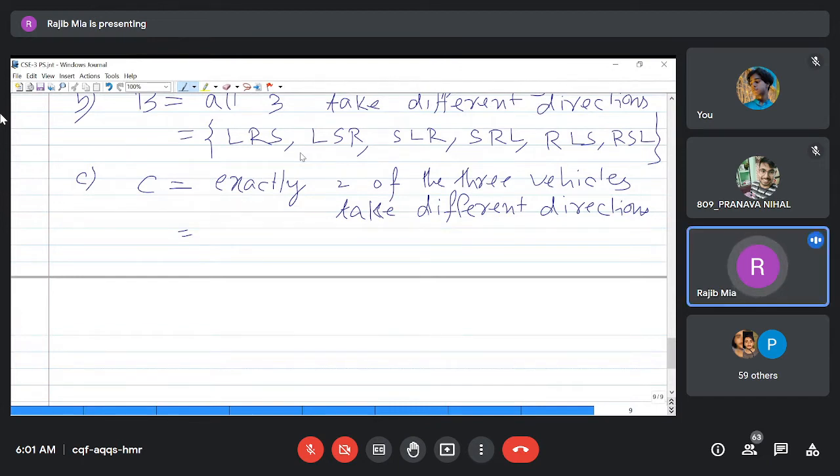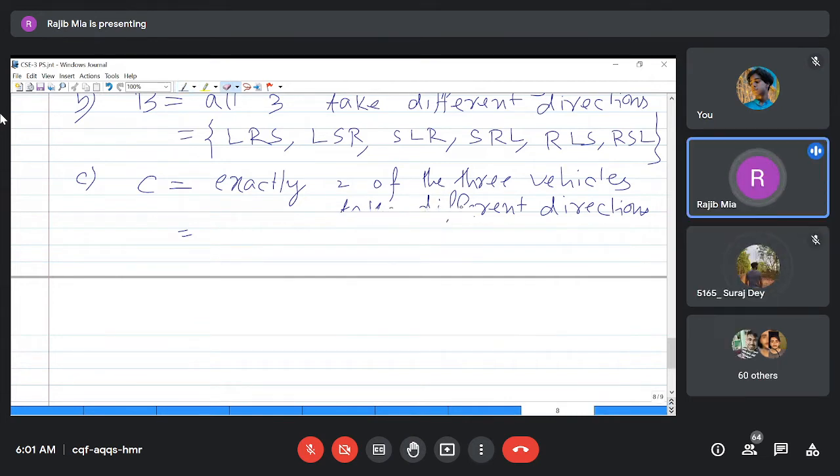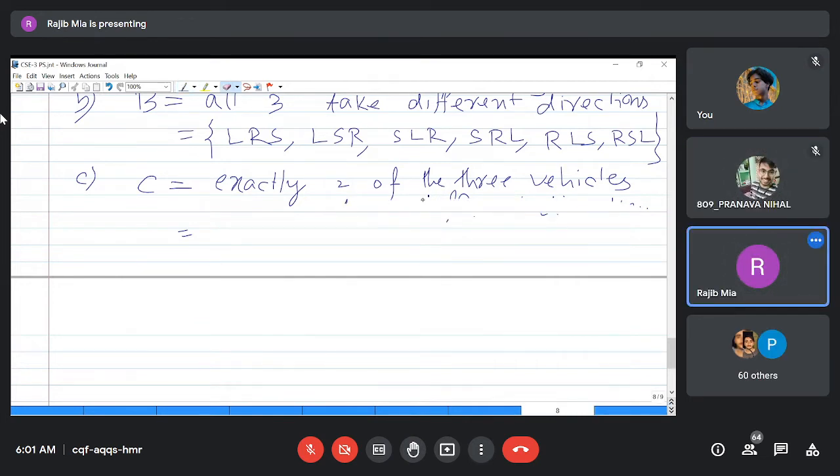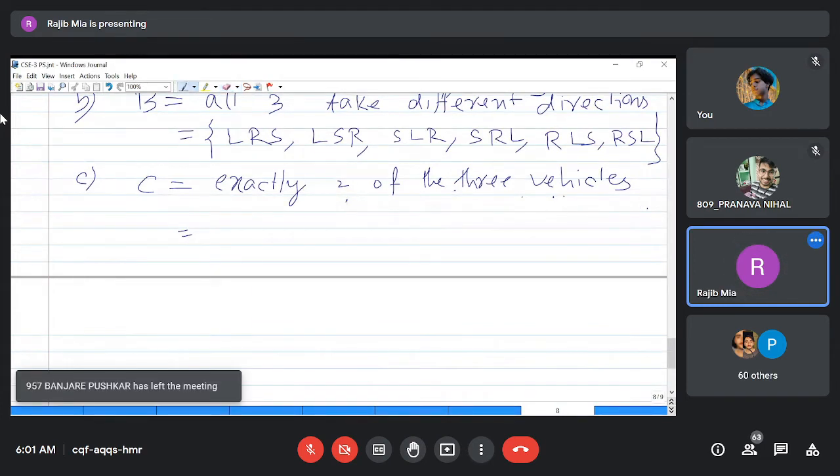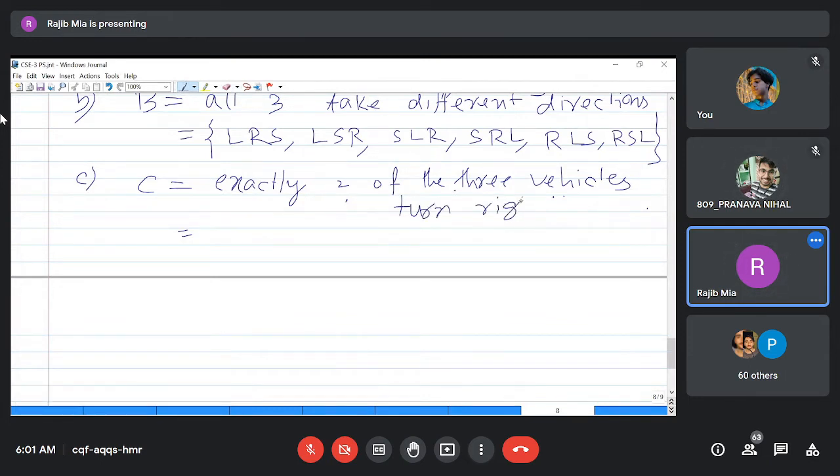Okay, sorry. Here, exactly 2 of the 3 vehicles turn right. In part C, only turn right. So part C: exactly 2 of 3 vehicles turn right. The total number of vehicles is 3, so out of 3, exactly two turn right. Then what are the outcomes in this event C?